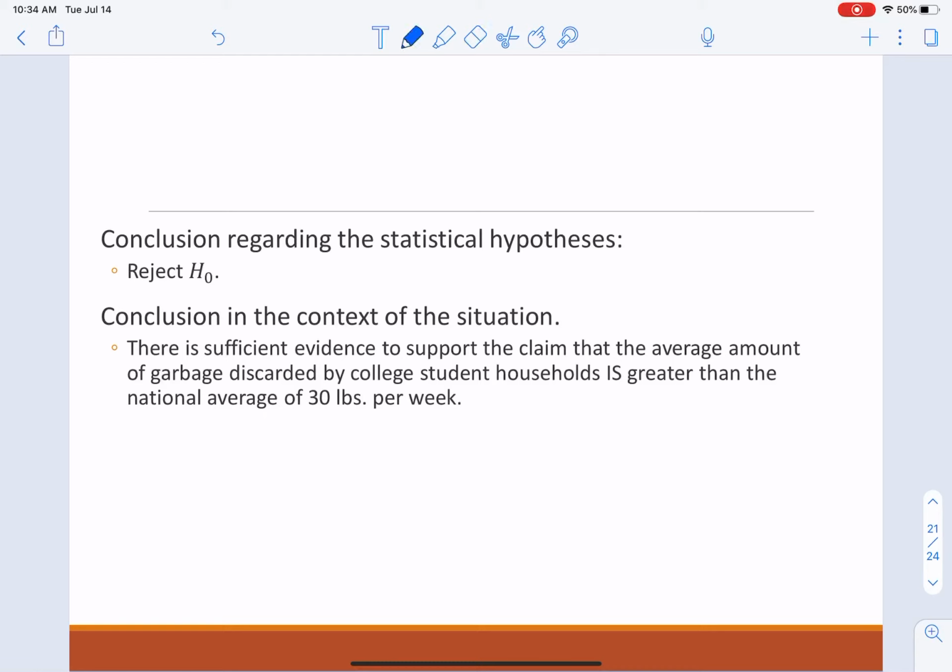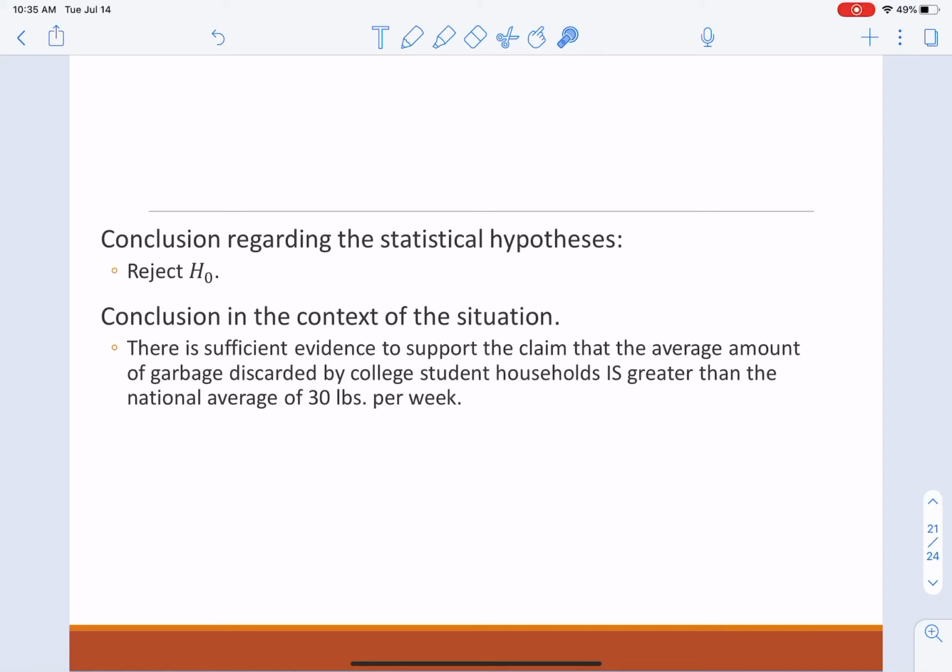So the conclusion in the actual context is there is sufficient evidence to support the claim that the average amount of garbage discarded by college student households, good Lord, is greater. It is greater than the national average of 30 pounds per week, okay? So we have evidence that college students are throwing away more than the national average, right?